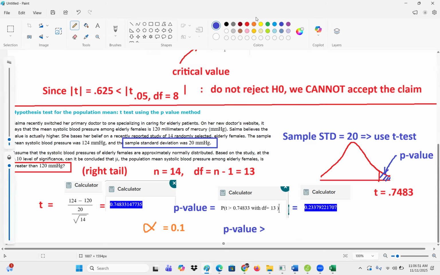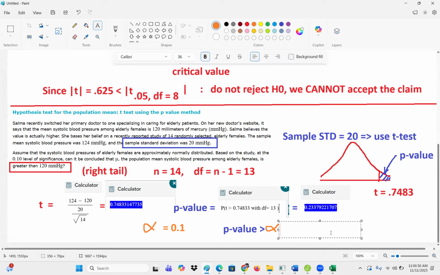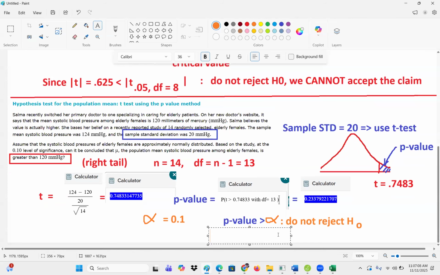If the question requires you to rewrite it, we do not reject H0. So we cannot claim anything. We cannot say anything because we don't have enough evidence to say that. All right, so that's what it is.